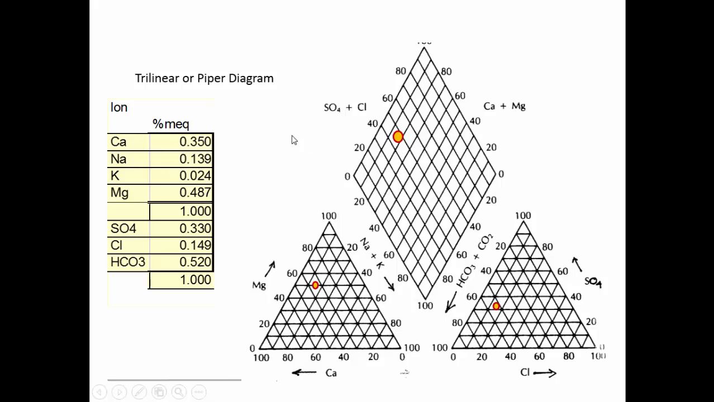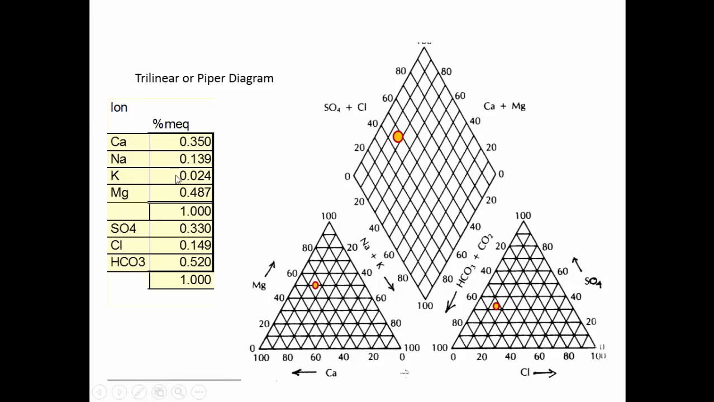So it's kind of cool. You're taking this kind of complicated 7 different measurements and you're rendering it graphically. And the reason why we want to do this is because it'll allow us to take water samples from different regions, get their composition and compare one to another to see if they're similar or different.